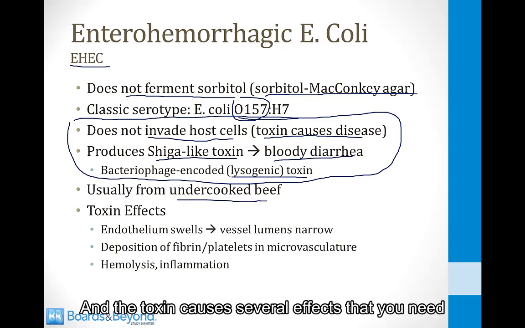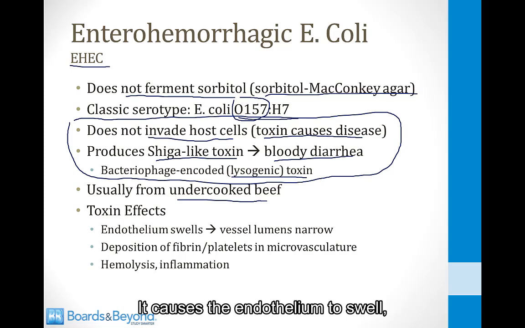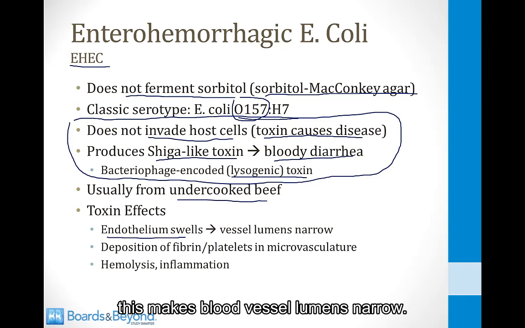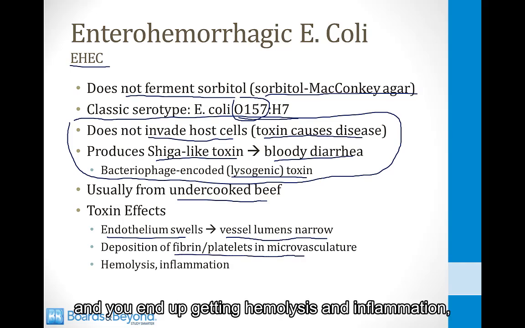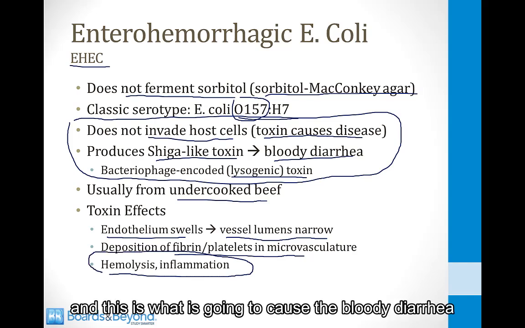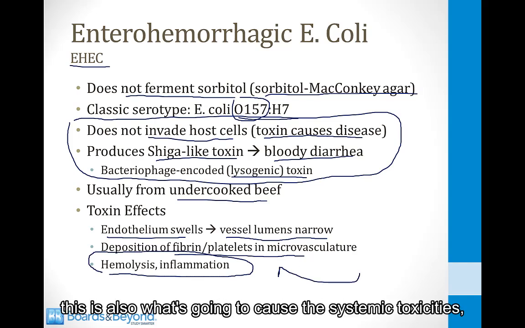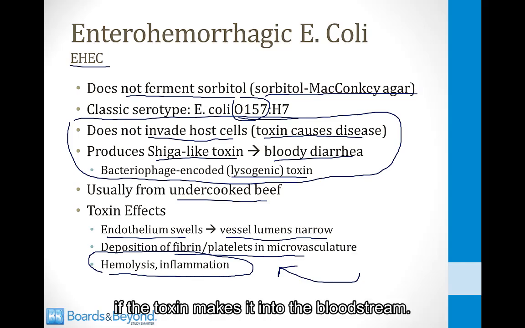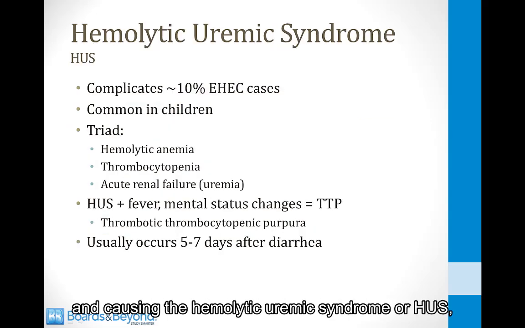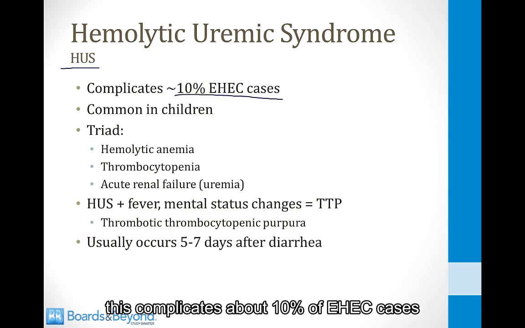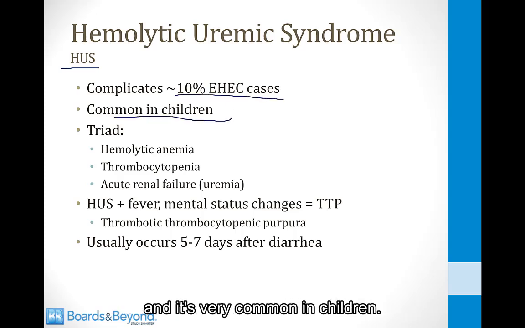And the toxin causes several effects that you need to know in the body. It causes the endothelium to swell. This makes blood vessel lumens narrow. This leads to deposition of fibrin and platelets in the microvasculature, and you end up getting hemolysis and inflammation. And this is what is going to cause the bloody diarrhea in the colon. This is also what's going to cause the systemic toxicities if the toxin makes it into the bloodstream. So the feared complication of this infection is the toxin getting into the bloodstream and causing the hemolytic uremic syndrome, or HUS. This complicates about 10% of EHEC cases, and it's very common in children.